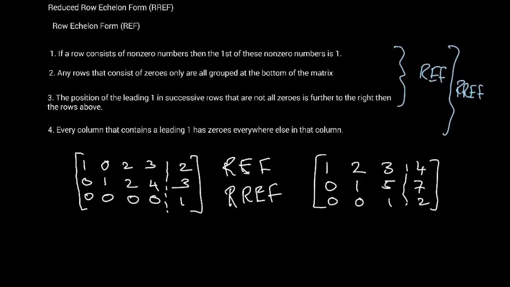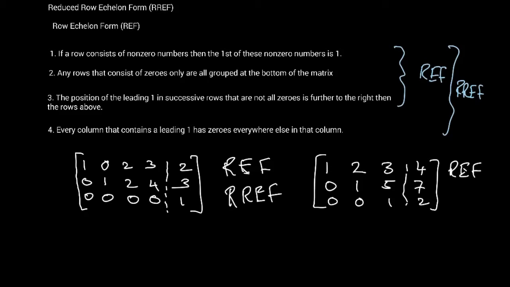But let's look at this example. Now, if a row consists of non-zero numbers, the first of these non-zero numbers is 1, 1, 1, and 1. So that's fine. And the next one, there are no zeros, so no need to group them. So that's fine. Third property, the position of the leading ones in successive rows, not all zeros, is further to the right. So this one is further to the right and then further to the right. So that's okay. So it's REF for sure. It's definitely REF. So let's write that down here.